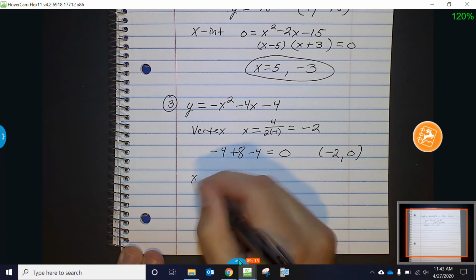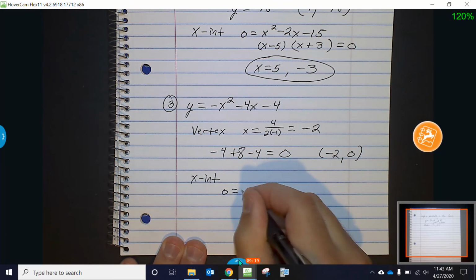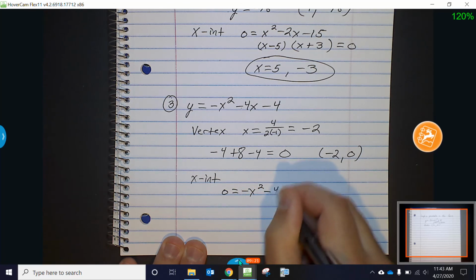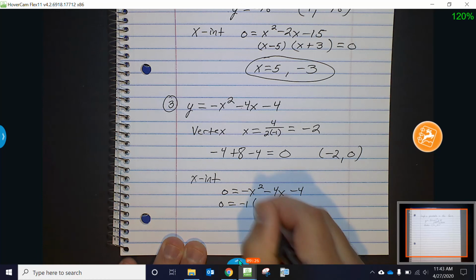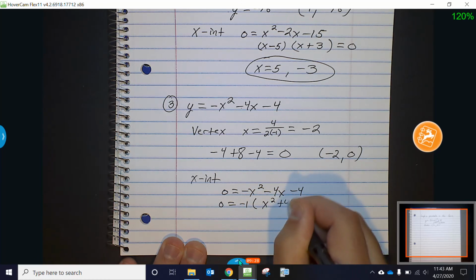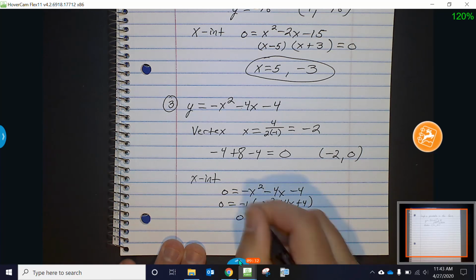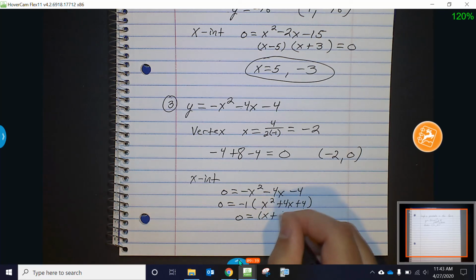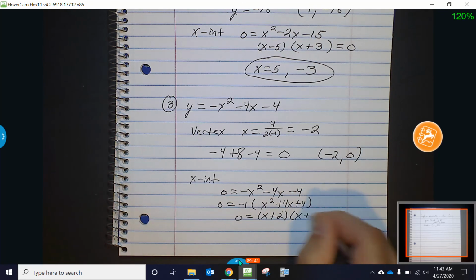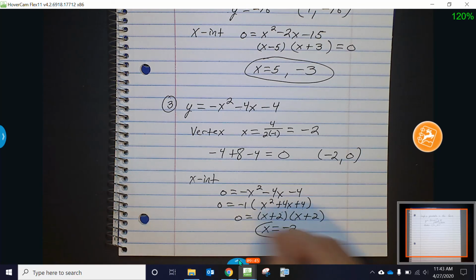Now for our x-intercept, 0 equals -x squared minus 4x minus 4. I'm going to take out the negative or move it to the other side. And now we don't care about the -1. How do you break this down? What multiplies up to 4 that adds up to 4? Well, it's a +2 and a +2. So our x equals -2.